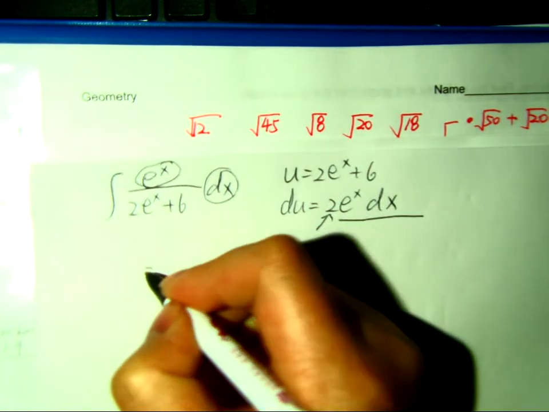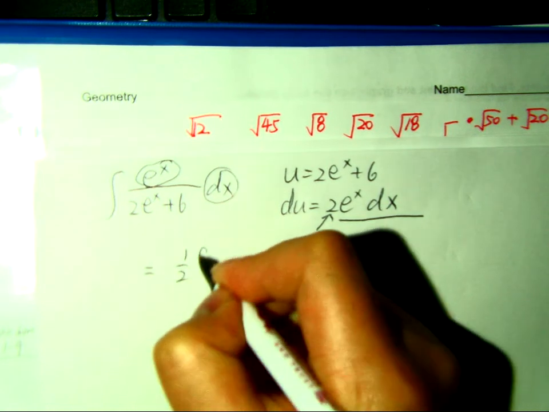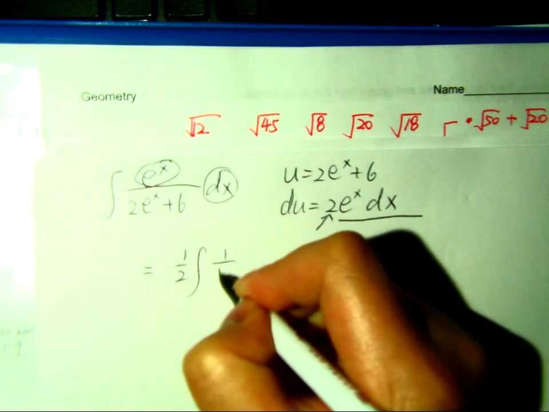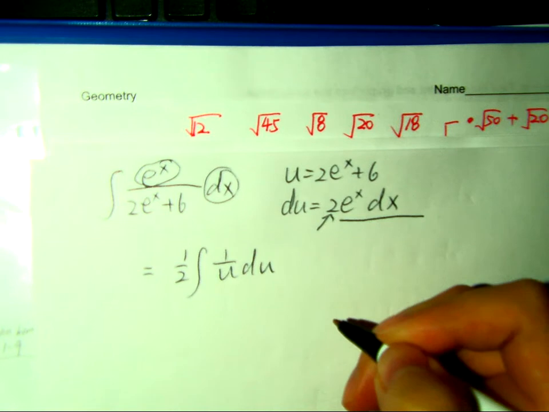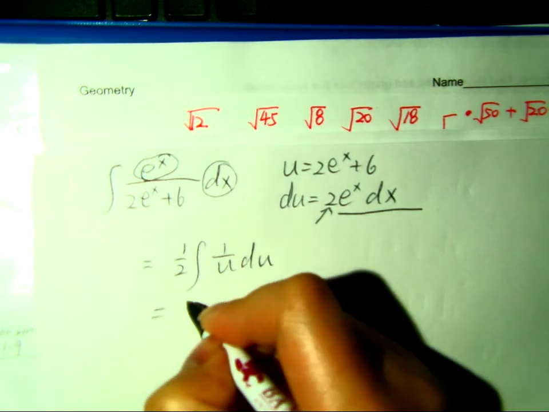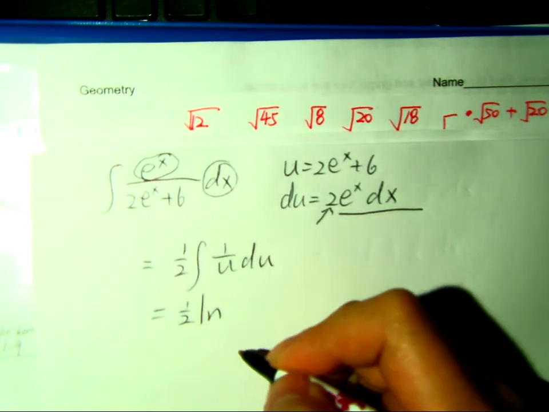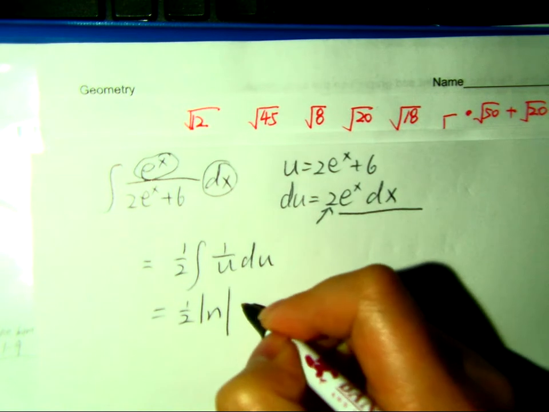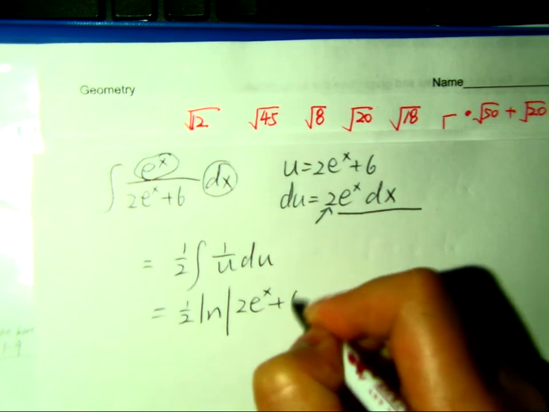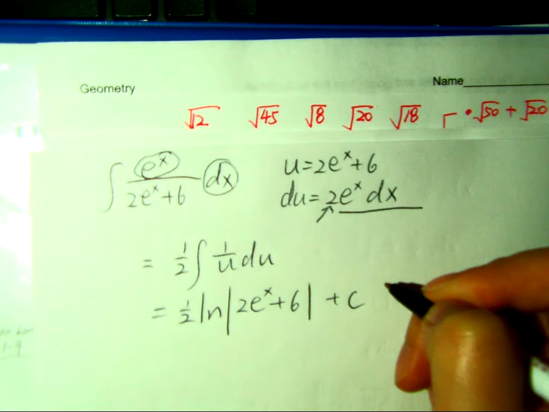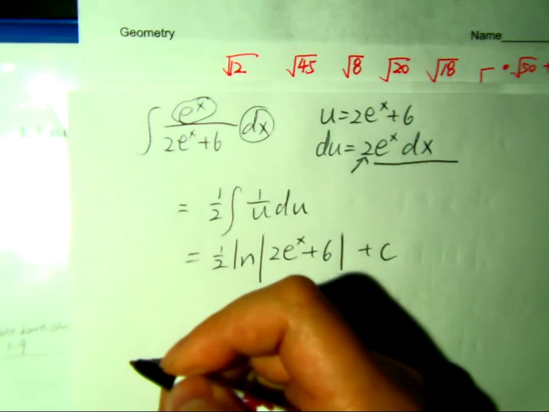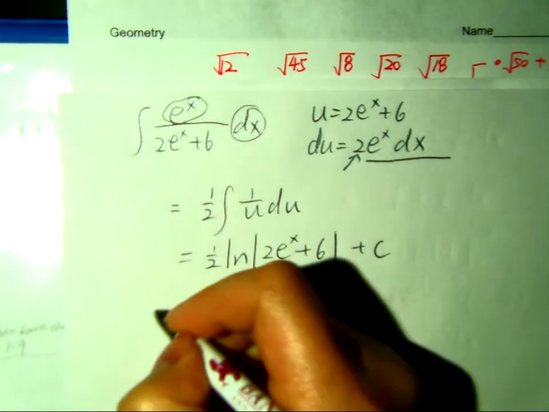So we should rewrite this as 1/2 integral of 1 over u du. And the integral of 1 over u is the natural log. And then change u back to 2e^x plus 6, and a plus C. Next one.